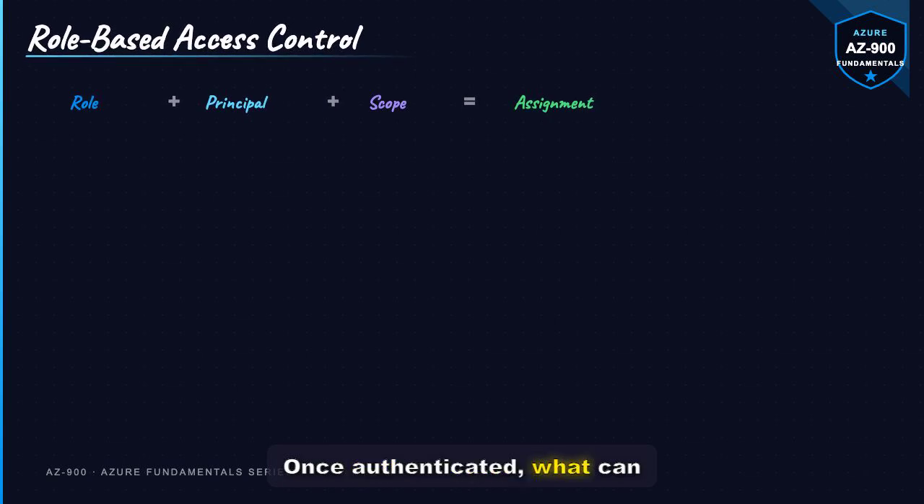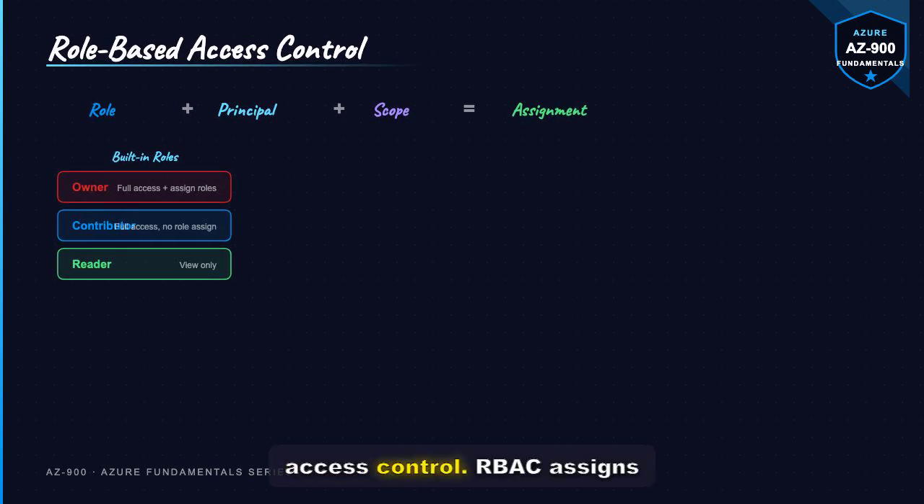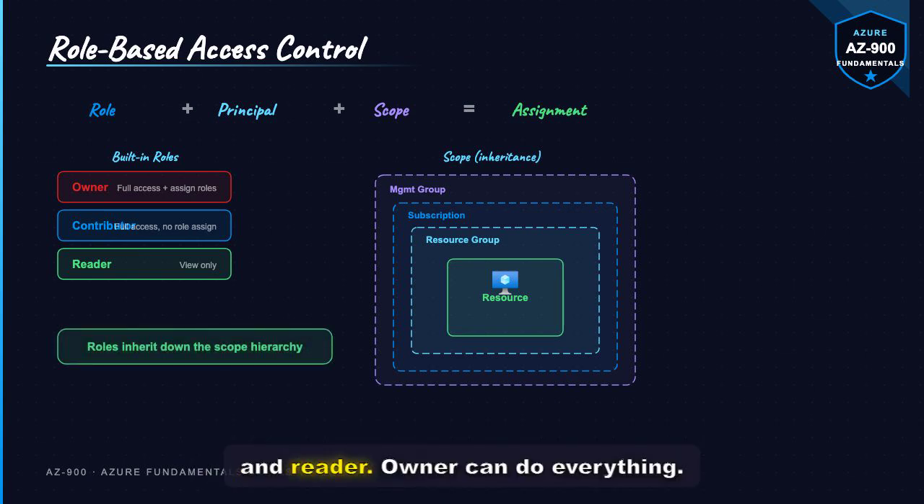Once authenticated, what can users actually do? Azure handles authorization with role-based access control. RBAC assigns permissions based on roles at a specific scope. The three most common roles are owner, contributor, and reader. Owner can do everything. Contributor can do everything except assign roles. Reader can only view. Always grant the least privilege needed.